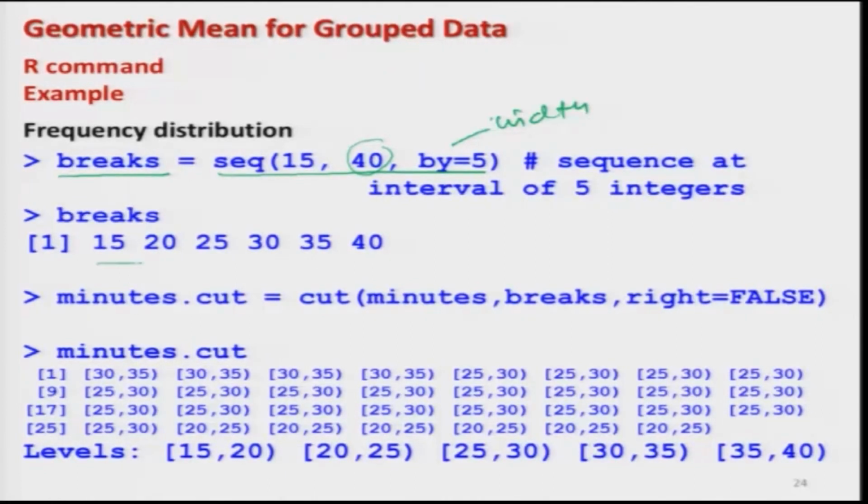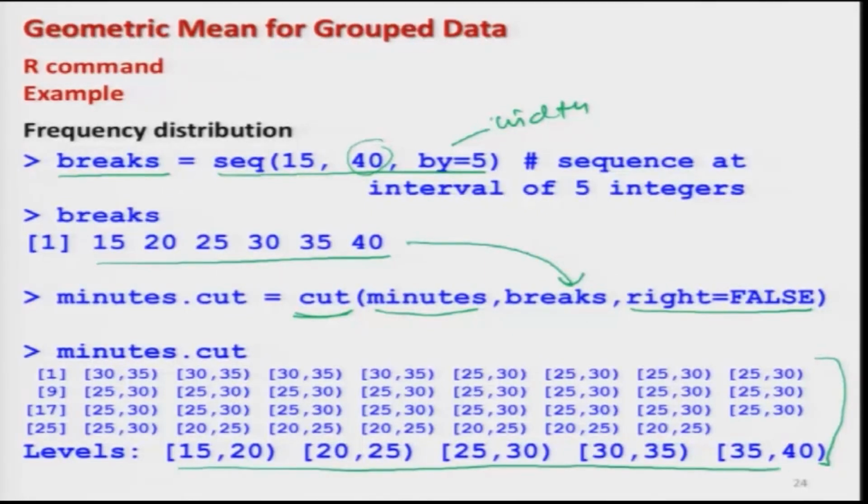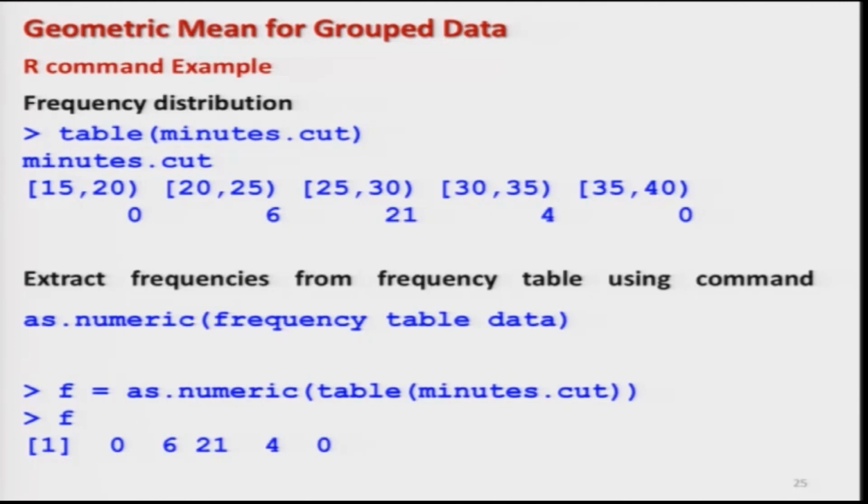So, the data comes out to be 15, 20, 25, 30, 35, 40, and then I have to operate the command cut on the given data vector minutes using the breaks, and the right intervals are going to be open, so right equal to FALSE. Once you do it, I will get this type of data. You can see these are the class intervals that we have obtained. Now, I have to find out the frequencies of this minutes.cut data. In order to find out the frequencies, I will simply operate the command table, and inside the arguments the data, that is minutes.cut, and it will give me the frequency table.